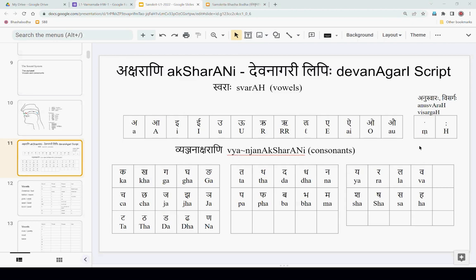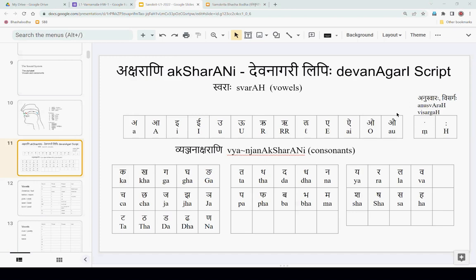Other than that, there are more sounds which are not relevant in our studies right now, which are heard day to day, but we don't notice them very frequently, or we ignore them. So the additional varnas are also there in the shiksha grantha. Totally it goes up to about 64. Here, anusvara and visarga have two symbols. Anusvara is represented by a dot, and the visarga is represented by two dots.